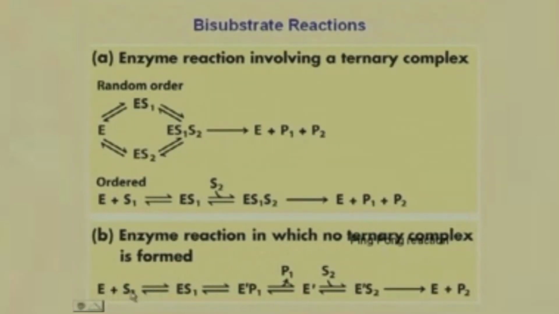where you have an enzyme and a substrate form an enzyme substrate complex ES1 that releases P1 before it binds S2. Then it releases P2 and the enzyme gets back to its original form, where what can it do? It can now bind another S1 and the reaction can go on.